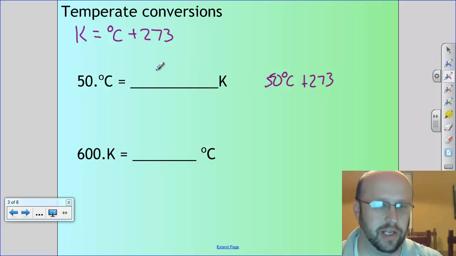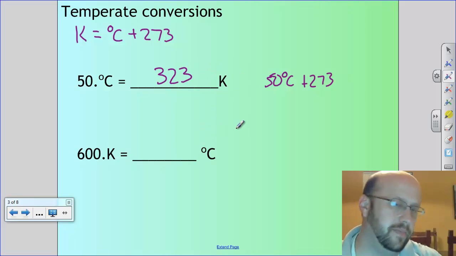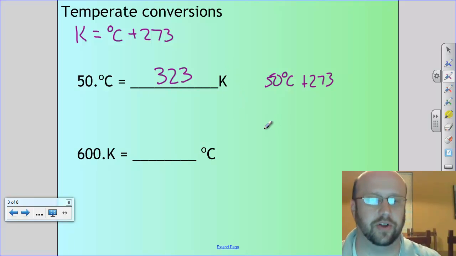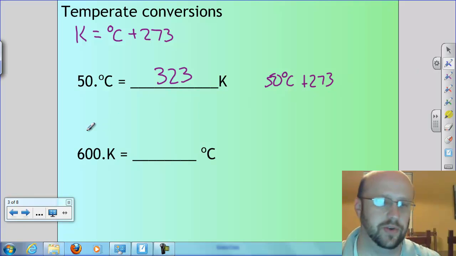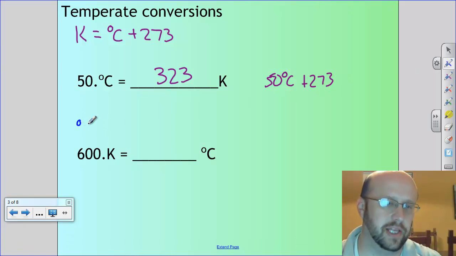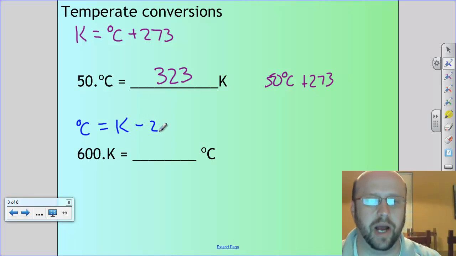That, believe it or not, is actually possible. We get 323 Kelvin. You'll note that there's no degrees there. It's just Kelvin. Now, we can also go from Kelvin back to Celsius if we need to, and that conversion works like this.